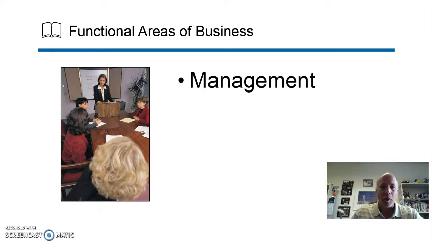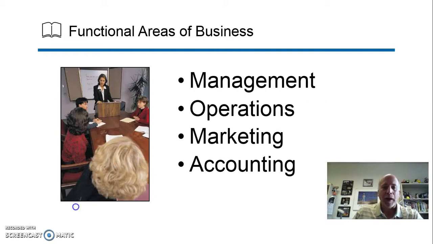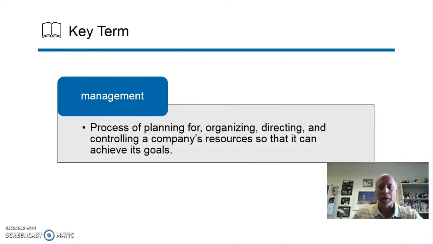So we have, first of all, management, the people who are responsible for managing the resources. Operations, the people that manufacture the product or service. Marketing, accounting, and finance. So let's look at each of those in a little more depth. First of all, management. By definition, management is the process of planning for, organizing, directing, and controlling a company's resources so it can achieve its goals.